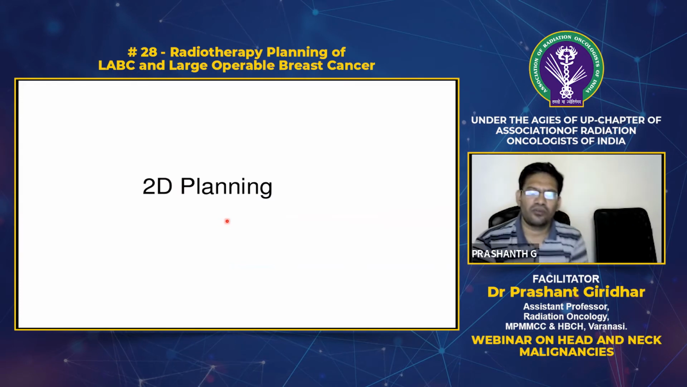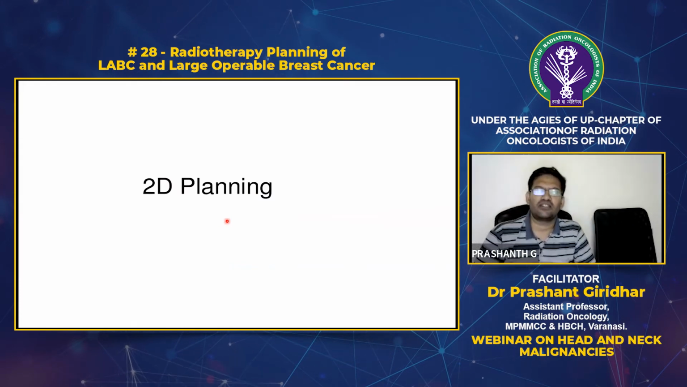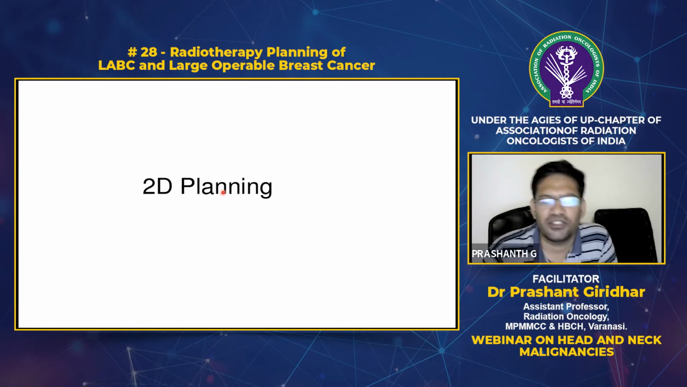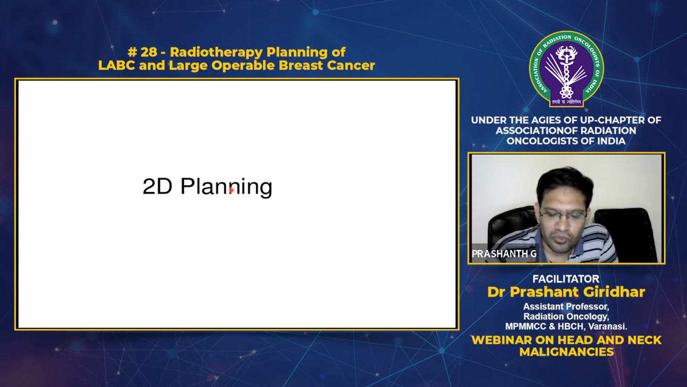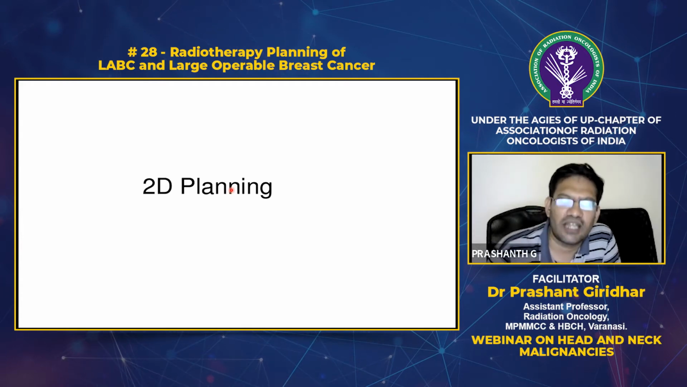So now we have seen how to place and immobilize a breast cancer patient who is being planned for whole breast or chest wall radiation. Now we'll move on to how you actually place the fields and plan. So we'll start with 2D planning.